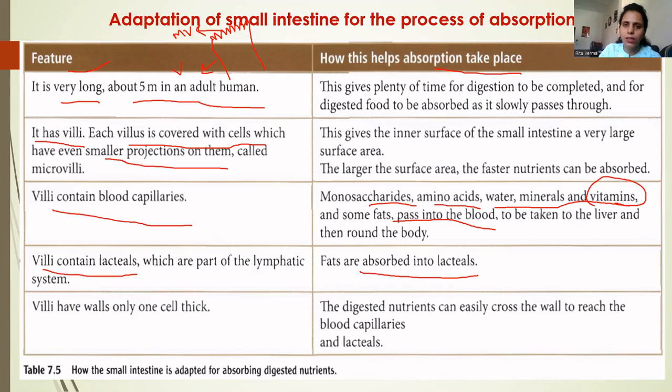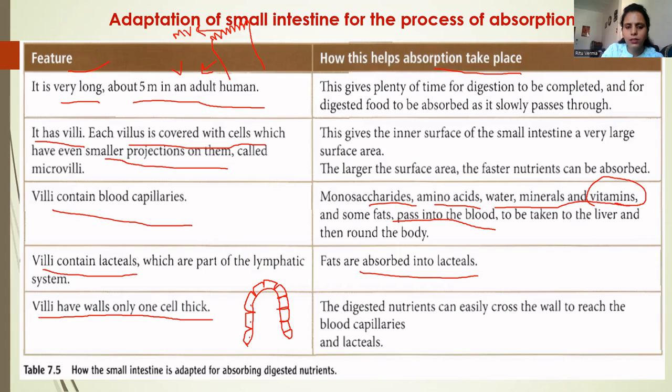Fat soluble vitamins are vitamin A, D, E and K, and they are absorbed into the lacteals present in villi. And the next one is the last feature: villi are only one cell thick. Villi have a wall which is made up of only one layer of cells. If this is a villus, it is made up of only one layer of cells like this. All these are cells, and they make only one layer of cells around the villus.